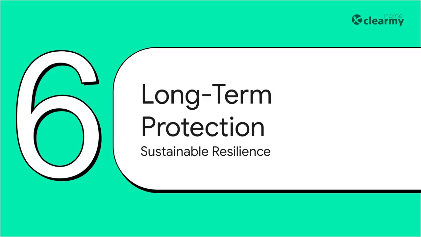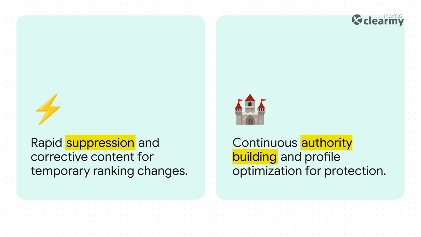And our final section, Section 6, long-term reputation protection. We really have to differentiate our timelines here. Short-term tactics, like rapid suppression, removals, and corrective content, they are absolutely necessary for addressing urgent visibility concerns. But they often only result in temporary ranking changes. They do not guarantee stability. A true long-term strategy focuses on authority building, continuous profile optimization, and expanding a protective digital infrastructure. Sustainable protection emerges only when your positive authority permanently exceeds any negative influence.